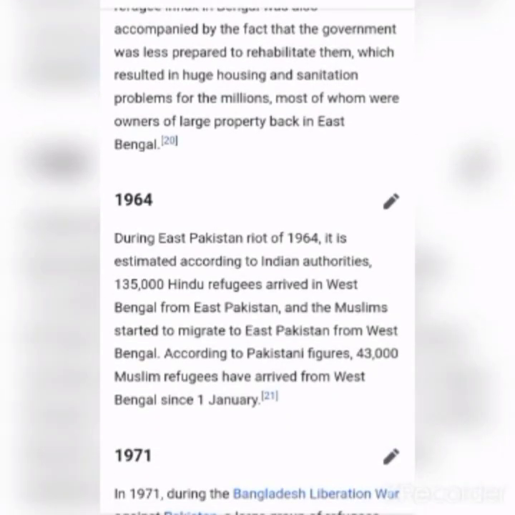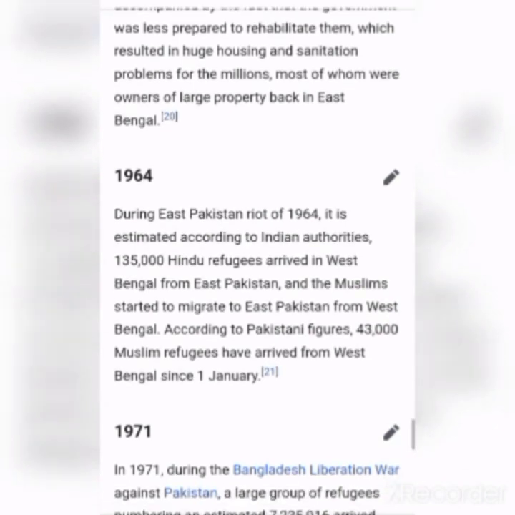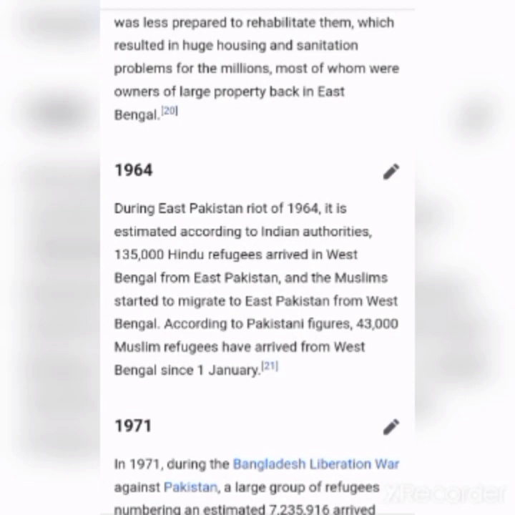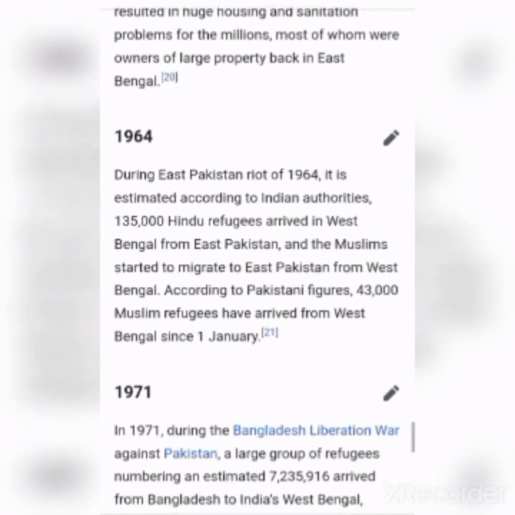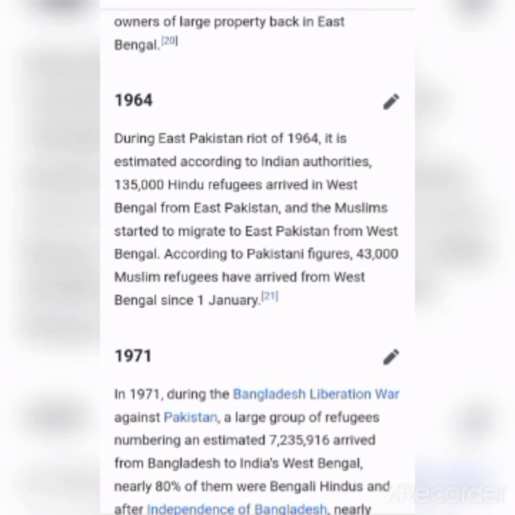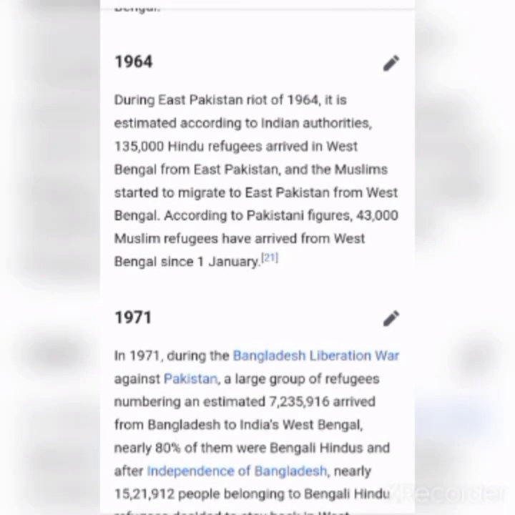During the East Pakistan riot of 1964, it is estimated, according to Indian authorities, that 135,000 Hindu refugees arrived in West Bengal from East Pakistan, and the Muslims started to migrate to Pakistan from West Bengal. According to Pakistan figures, 43,000 Muslim refugees have arrived from West Bengal since 1 January.